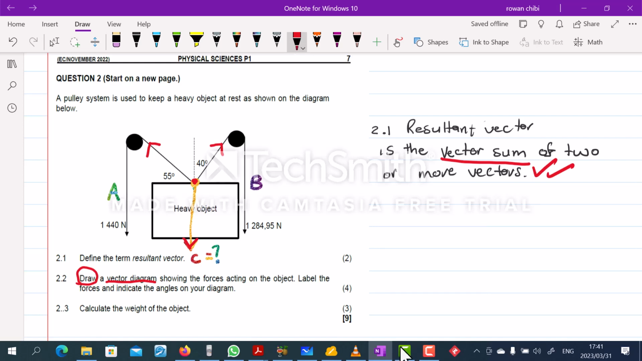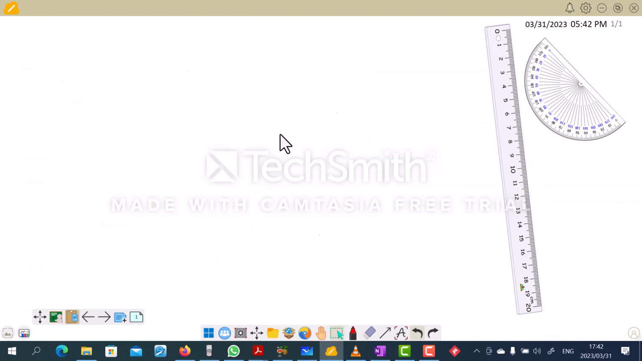So let me use my whiteboard. So what you need here, you're gonna need a ruler and a protractor to draw that vector diagram. A ruler and a protractor. The first step that you must do, you must always have a scale. You must always have a scale. So let's take a scale.